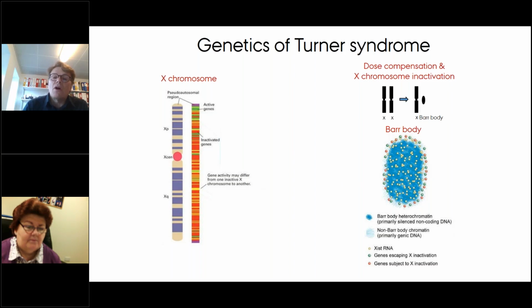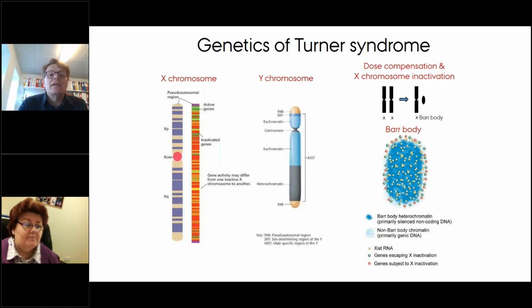But we also know that on the inactivated X chromosome, there are a few genes that escape X inactivation. We call these genes escapees. And the genes that escape X inactivation can be seen as candidate genes to have an influence on Turner syndrome.